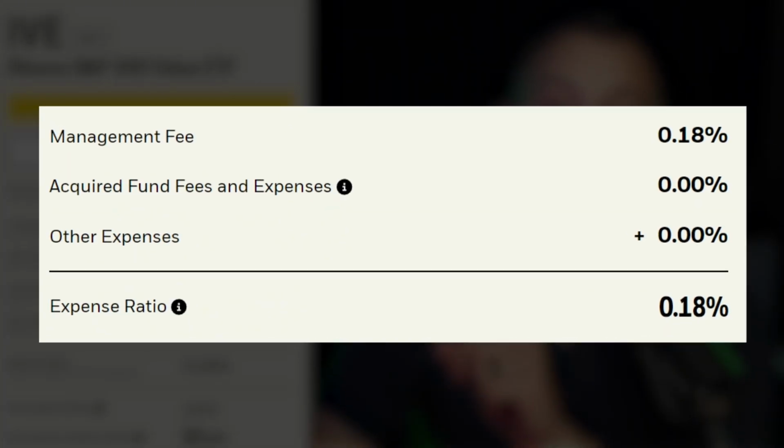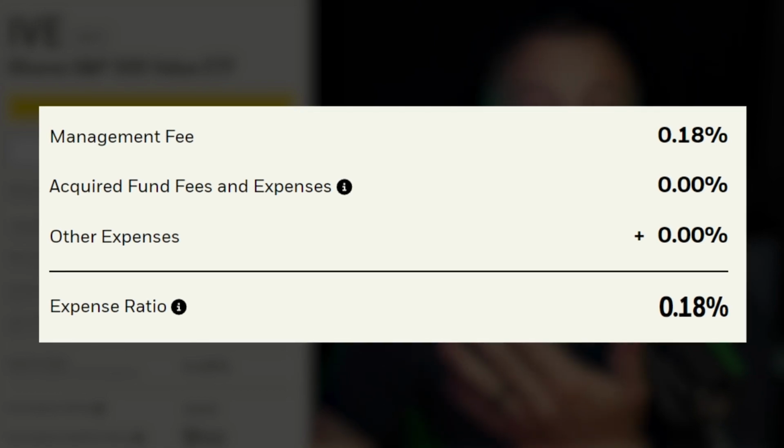So the iShares fund, IVE, is very similar to SPYV, and the top 10 holdings also hold 24.5% of the fund's portfolio. Now, the expense ratio of this fund is 0.18%, while the performance of the fund the last 10 years is 11.31%.